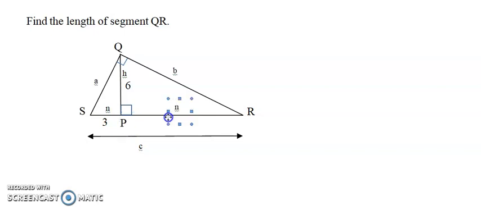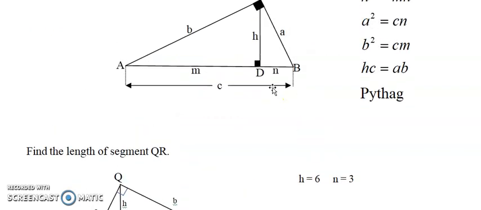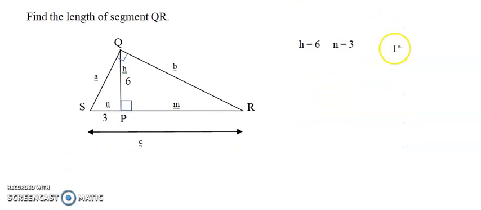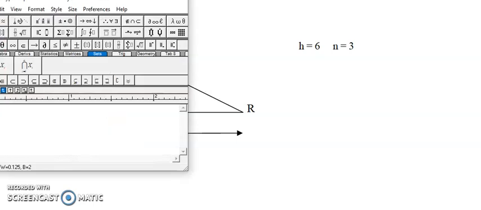So how do we use that? Well, I can start by finding some missing values, even if it's not directly QR yet. Here what I have, and I'll usually write out a list of what I have, is that H is 6 and N is 3. So what I would do is look for a formula that has both H and N. There is one that allows me to find M. So I can do that first. I can find M, because I know that H squared is equal to M times N.